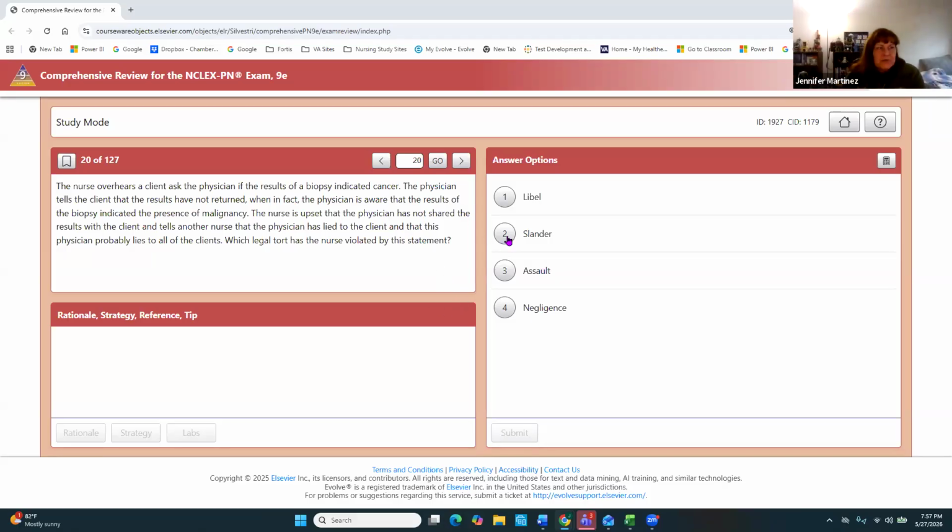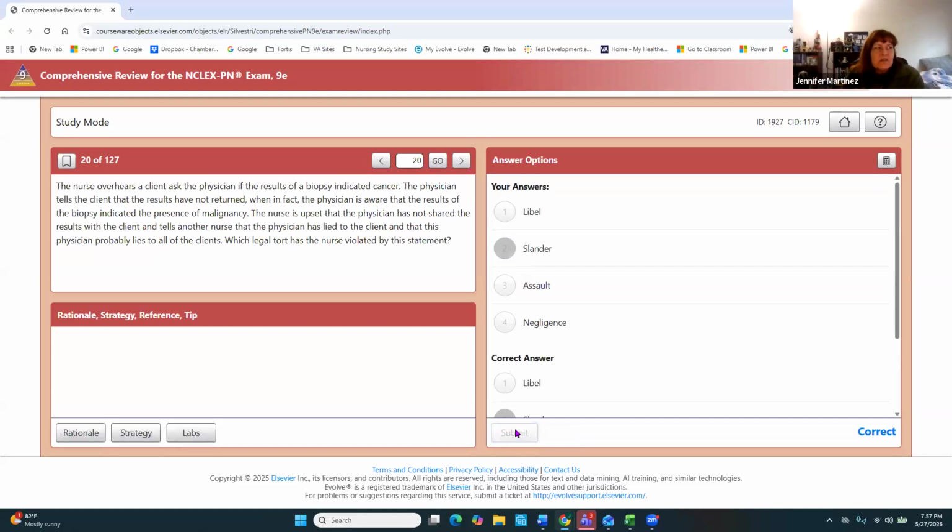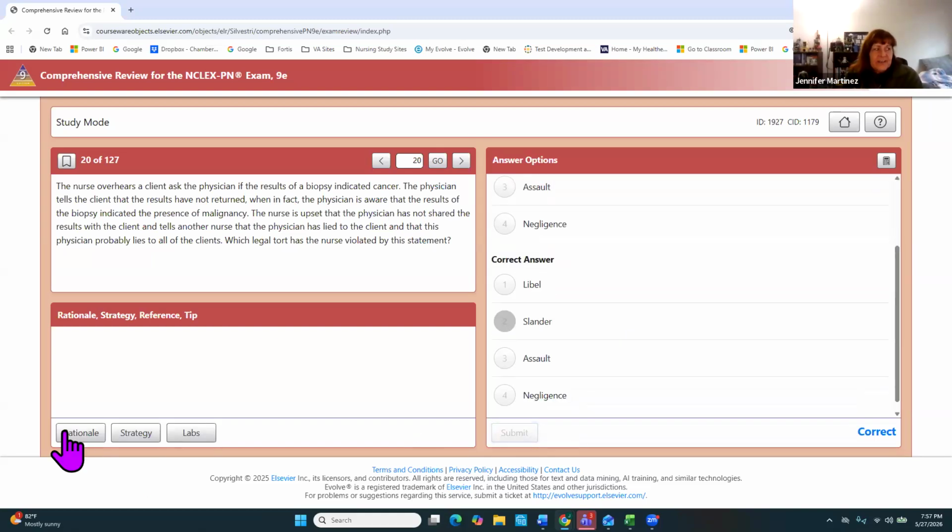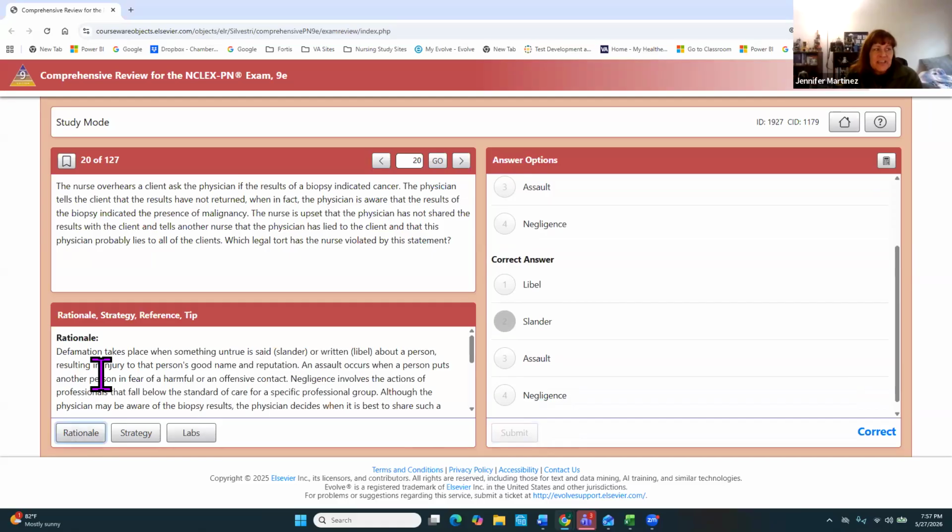All right, got a bunch of twos, so we're going to go with two. Very good. Yes. So defamation takes place when something untrue is said, which is slander, or written, which is libel, about a person, resulting in injury to that person's good name and reputation. And we've already talked about assault. We've talked about negligence. So yes. Slander is said, libel is written.